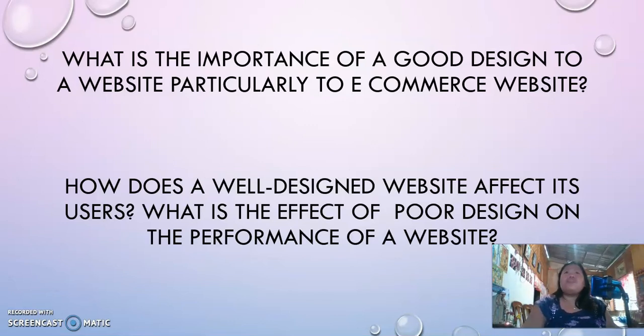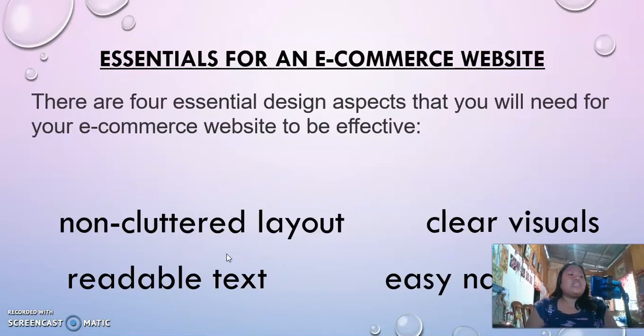So, there are things that you have to consider. Okay? So, these are the four essential design aspects that you will need for your e-commerce website to be effective. So, we will focus on the effectivity of our website, okay? First thing is non-cluttered layout. Second is readable text. Okay. Third is clear visuals. And fourth is easy navigation. Now, we will discuss it one by one.